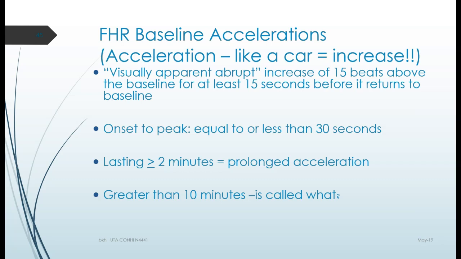If you say that you have accelerations, you are saying that you saw this visually apparent abrupt increase of 15 beats per minute times 15. And all you have to do is say, we've got a heart rate baseline of 120 with good accelerations. Boom, you're done. And everybody in their mind's eye will be able to know exactly what you just described. So onset to peak is usually equal to or less than about 30 seconds.